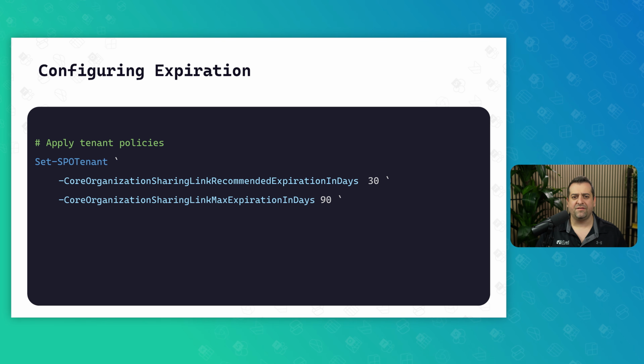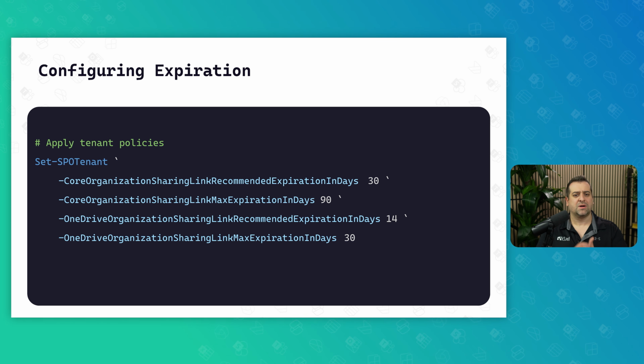And for OneDrive, very similar. They're just called OneDrive organization sharing link recommended expiration in days, and then the OneDrive organization sharing link max expiration in days. So that's the commandlet Set-SPOTenant. Those are the 4 parameters you can play with at the tenant level.